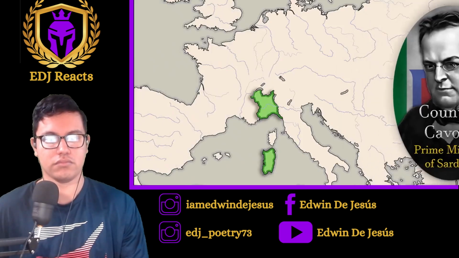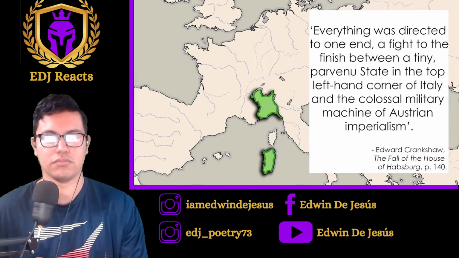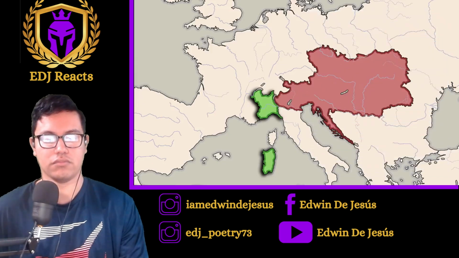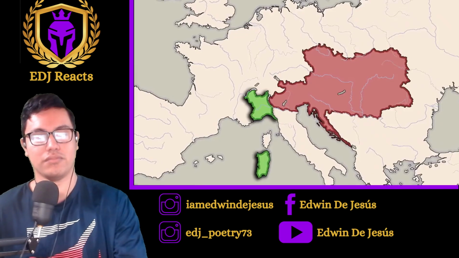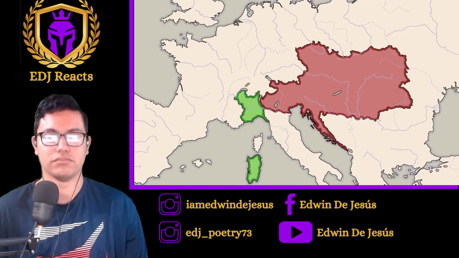He devoted his energies to preparing the Piedmontese economy for war. As Crankshaw describes it, everything was directed to one end, a fight to the finish between a tiny, parvenu state in the top left-hand corner of Italy and the colossal military machine of Austrian imperialism. It was probably the greatest geostrategic gamble of the 19th century. If Piedmont lost for a second time, there would not be a third.